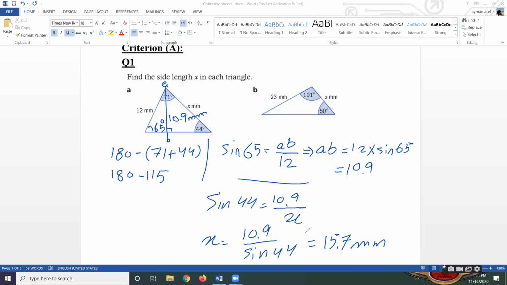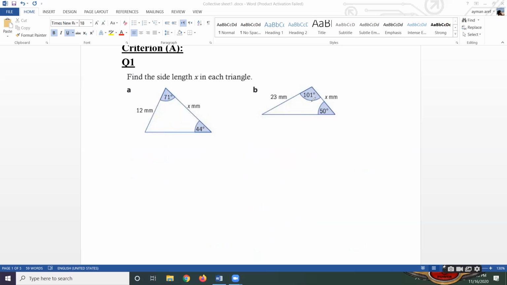In the first example, we used the sine rule, which is sine equals the opposite over hypotenuse. What about the second example? The same idea, really the same idea. Here, we can divide this triangle into two parts, and we can draw a perpendicular line. We can call it, for example, AB.